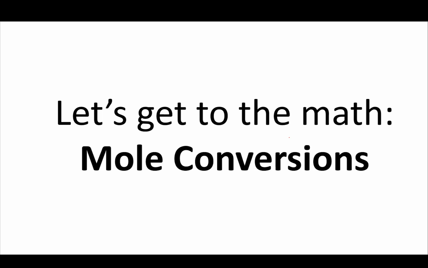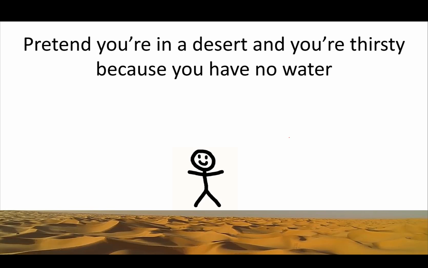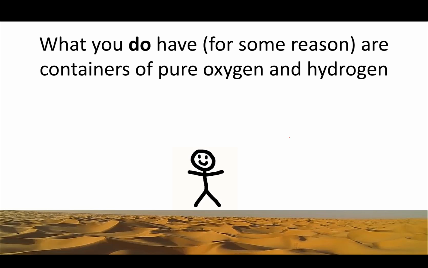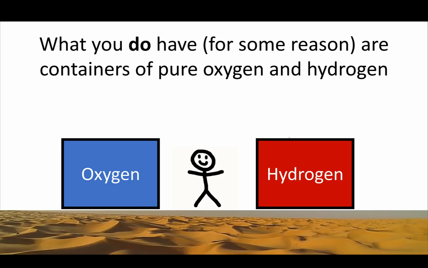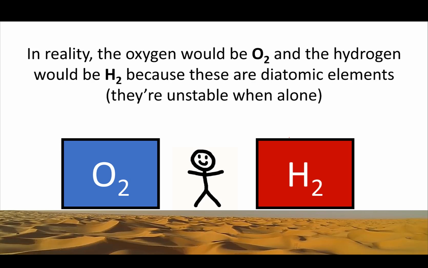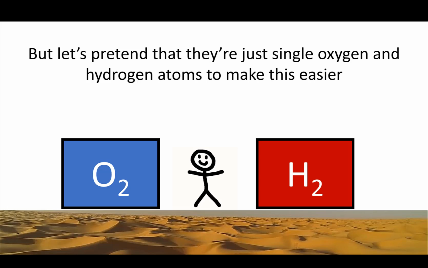Now let's get to the new stuff in the math, mole conversions. So pretend like you're in a desert and you're thirsty because you have no water at all. What you do have for some reason are containers of pure oxygen and hydrogen because you brought your chemistry truck, I guess. So oxygen and hydrogen in containers. Now in reality, the oxygen would be O2 and the hydrogen would be H2 because these are diatomic elements, which means they're unstable when they're alone. But let's pretend like they're just single oxygen and hydrogen atoms to make this easier. So you have a box full of only oxygen atoms and a box full of only hydrogen atoms.